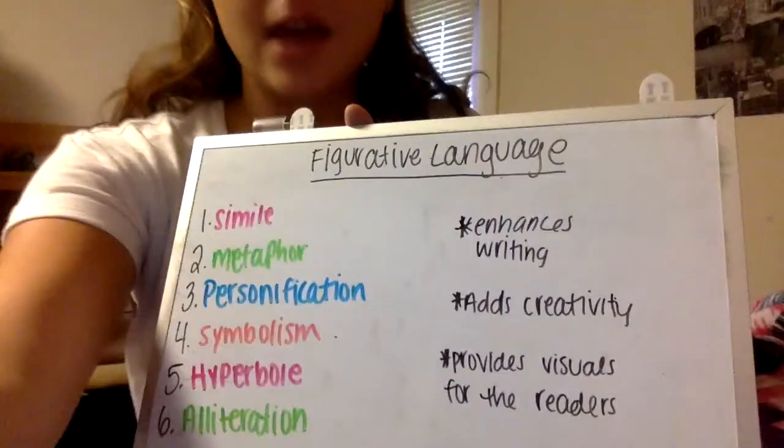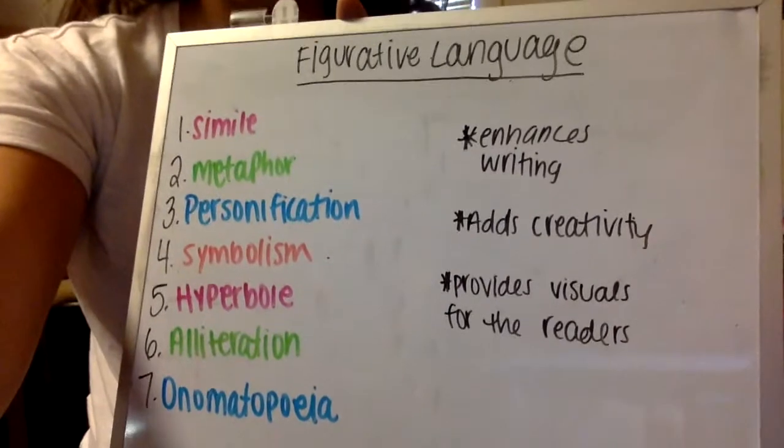So to start off, figurative language is using words or expressions that have meanings that are different from the literal interpretation. So what that means is using words to say what you want to say without directly saying it. So it has a meaning that is not taken literally. You use it in your writing to enhance your writing, add creativity, and provide visuals for the readers.